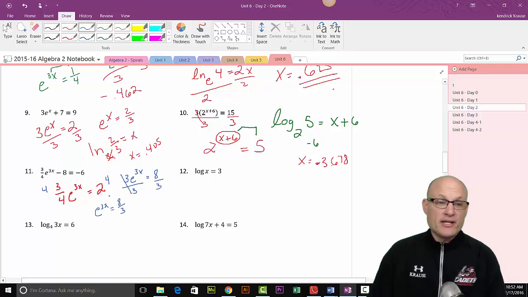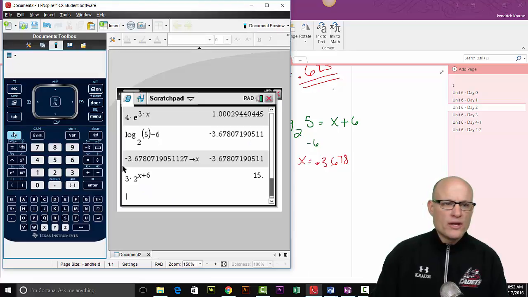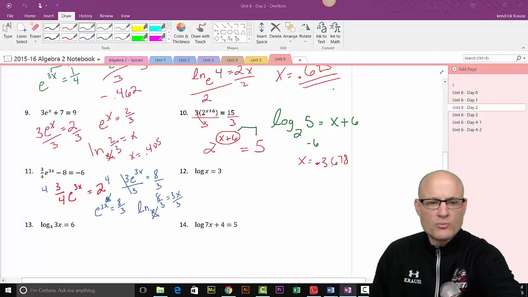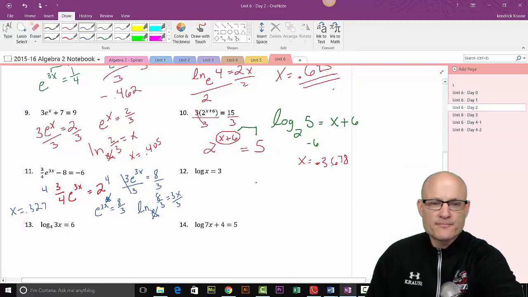Now we have to change the base, or change the form, because the exponent is a variable. All right, so what we're going to do is take the natural log of both sides. So natural log, the base comes down here, but we don't need this, remember, of 8/3 is equal to 3x, and then we divide by 3. So the natural log of 8 divided by 3, I believe, right? Yeah, so 0.327. X equals 0.327. This one's easy.